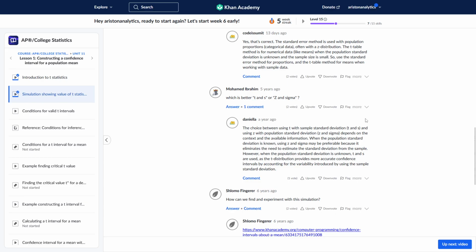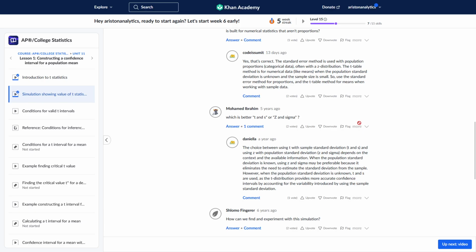The choice between using t with sample standard deviation s and using z with population standard deviation sigma depends on the context and the available information. When the population standard deviation is known, using z and sigma may be preferable because it eliminates the need to estimate the standard deviation from the sample. However, when the population standard deviation is unknown, t and s are used, as the t distribution provides more accurate confidence intervals by accounting for the variability introduced by using the sample standard deviation.